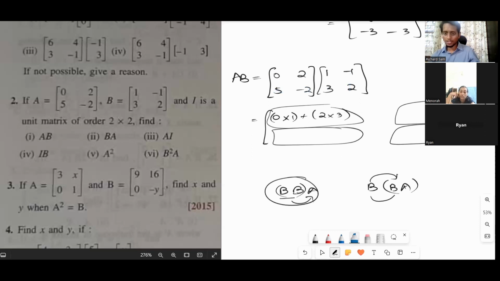Okay. So now to get the first value here, that is first row with first column. So 0 into 1 plus 2 into 3. This whole thing will become one number. So that is 0 into 1, which is 0, plus 6. 0 plus 6, 6. That is your first number.